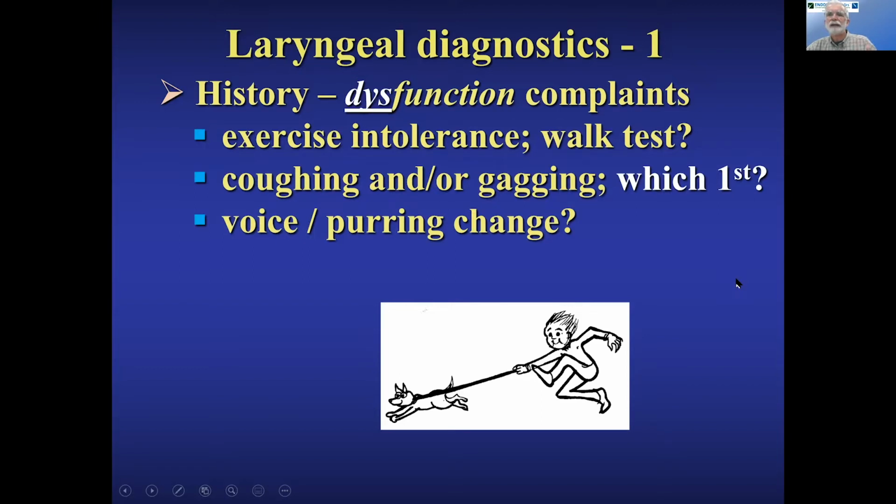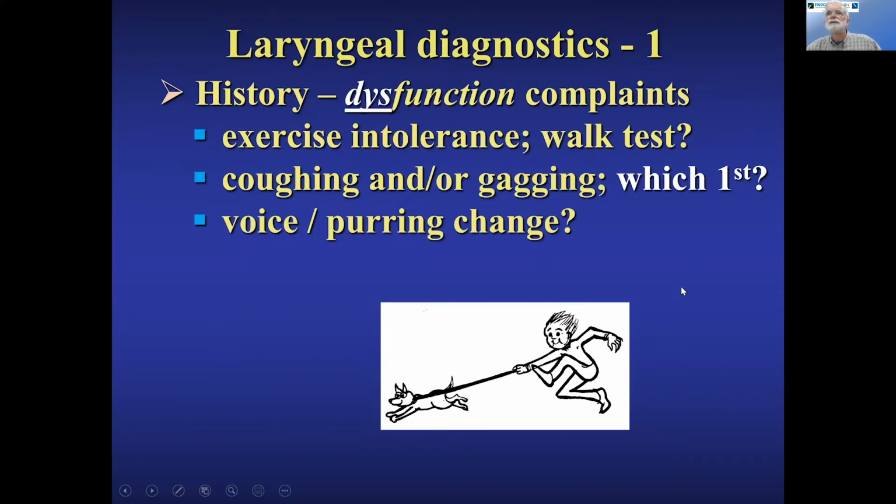Cough, cough, cough, gag, retch, to me, is lower airway disease most of the time. Gagging and then coughing, choking, means that you have a laryngeal dysfunction. So if I drink water and choke on it, it's most likely that I swallowed some, inhaled some. Voice change or purring, purring probably more in cats, has been reported. Voice change, everybody talks about, oh, he has a good bark. That does not mean that he does not have this kind of problem.